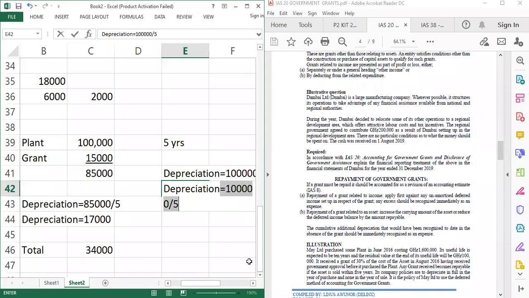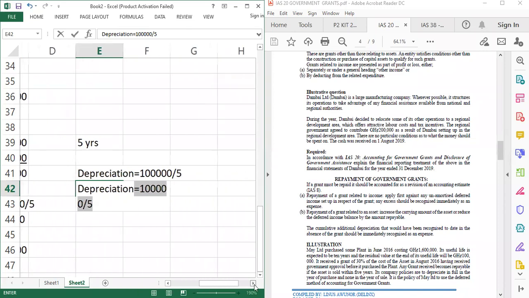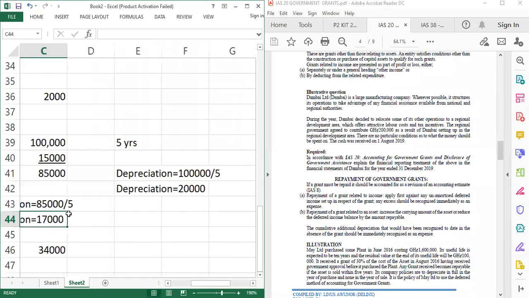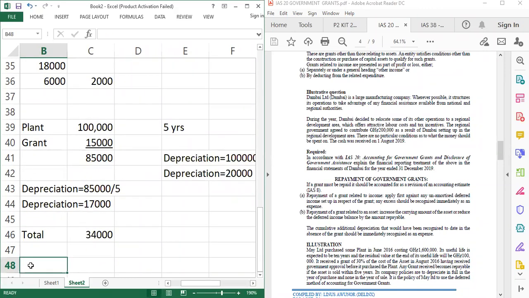20,000. We are getting 20,000. Okay. At the end of year 2, what is the carrying value of the asset when the grant is taken? If we are taking the grants, what will be the carrying value of the asset at the beginning of year 3? It will be 85,000 minus 34,000. That is giving us how much? 51,000. Okay. That is if the grant is taken, isn't it?